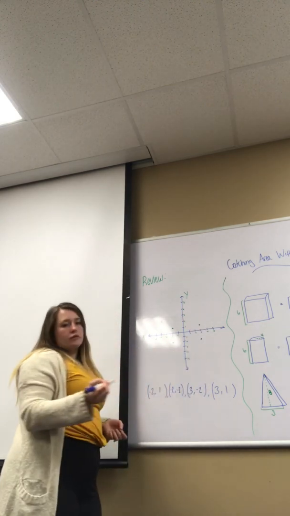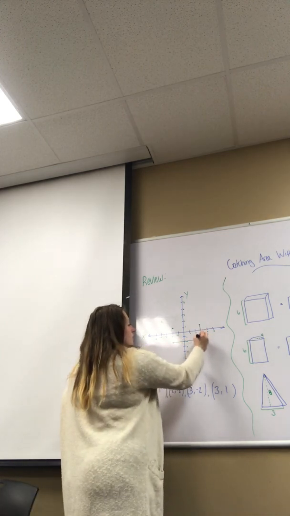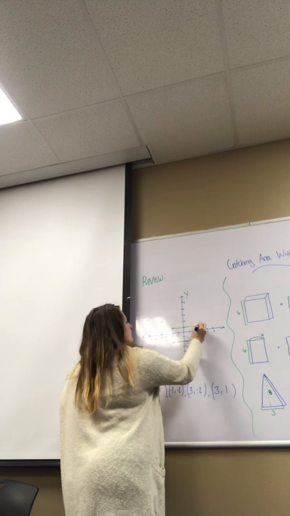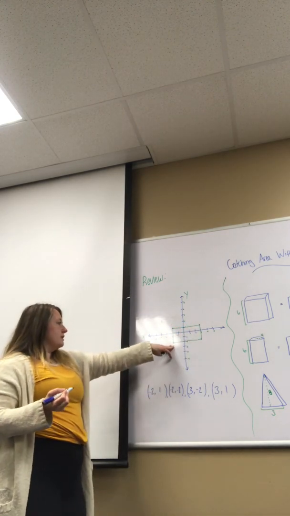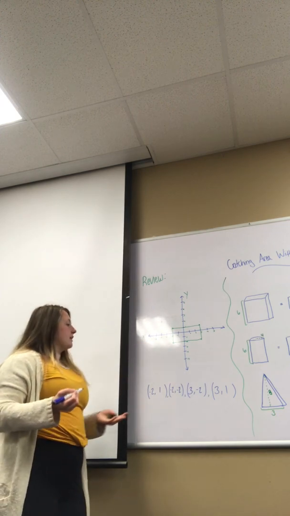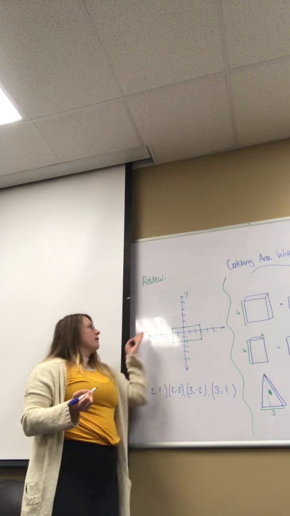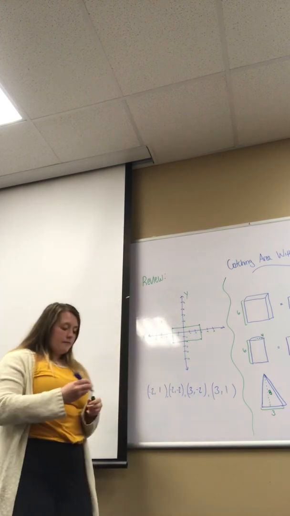After our points are drawn, we're going to connect them. This isn't getting perfectly straight because I don't have a ruler. But what figure is this? What polygon? It's a rectangle. And so that's how we draw a rectangle in a coordinate plane. We use points and we find a rectangle.